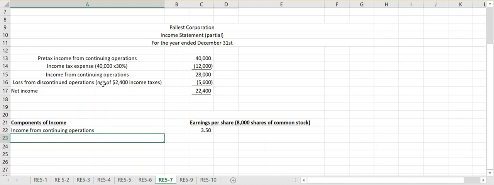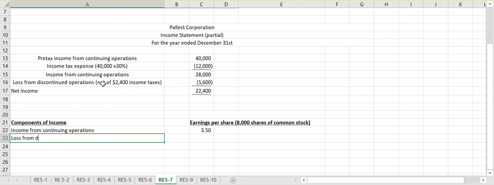Again, if we are a potential investor and we're looking at a company's income statement that has discontinued operations, we are really going to want to focus in on this line item for earnings per share, because this is what's going to be carrying forward with us into the next future years, because this is going to be what is continuing with the business versus what is not continuing.